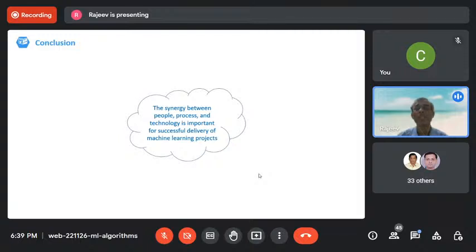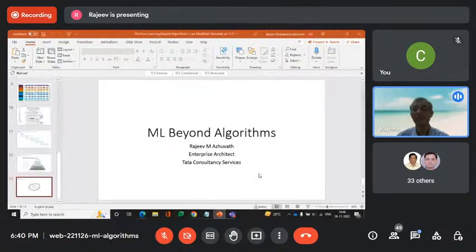How do you bring synergy between people, process, and technology? And how can our educational institutions teach how the industry works in ensuring that there is synergy between people, process, and technology, not purely from the algorithm perspective alone? With that, I will wind up, and now we can get into questions and answers.